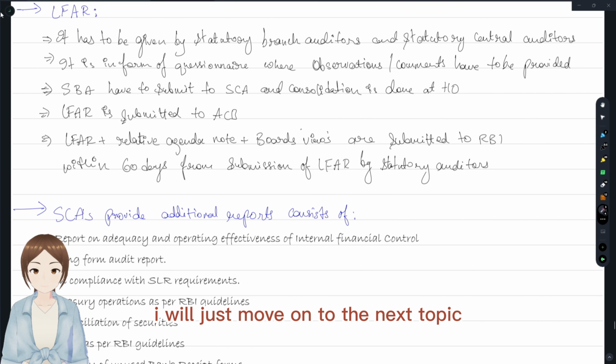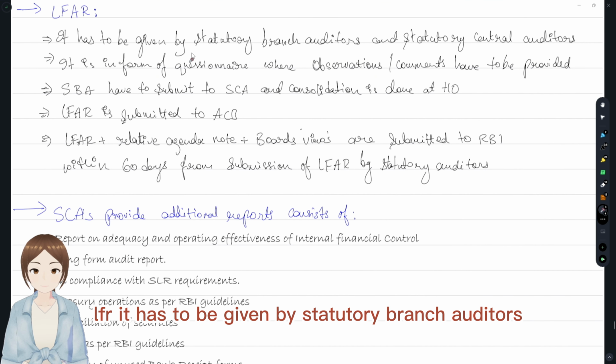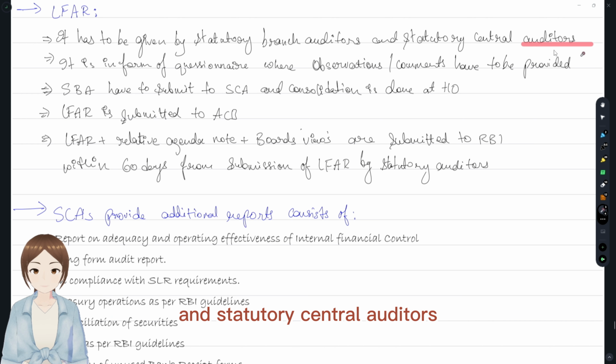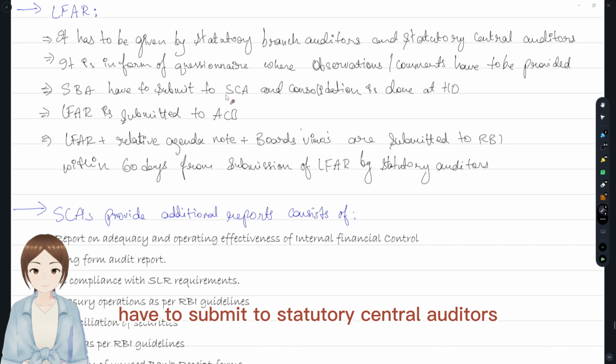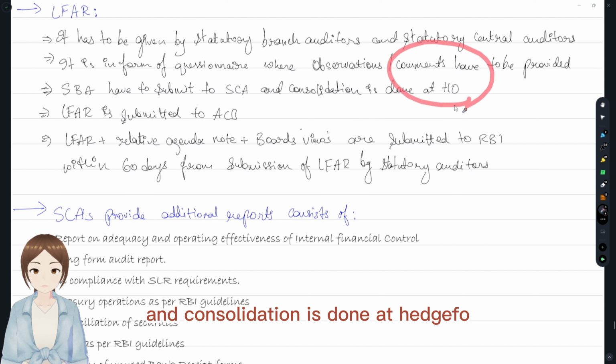With that said, we'll move on to the next topic, LFAR. It has to be given by statutory branch auditors and statutory central auditors. Both the auditors have to give LFAR. It's a form of questionnaire, where observations or comments have to be provided by the auditors. Statutory branch auditors have to submit to statutory central auditors, and consolidation is done at HO.